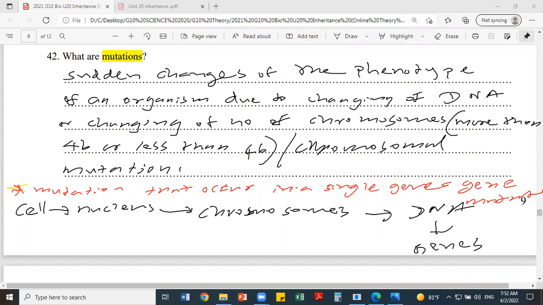So then the next generation can get it, right? So imagine you face an accident and there's a big scar or wound. That is not transferred to the children. Therefore, changes that occur in the chromosomes or the DNA of the somatic cells are not transferred to the next generation.